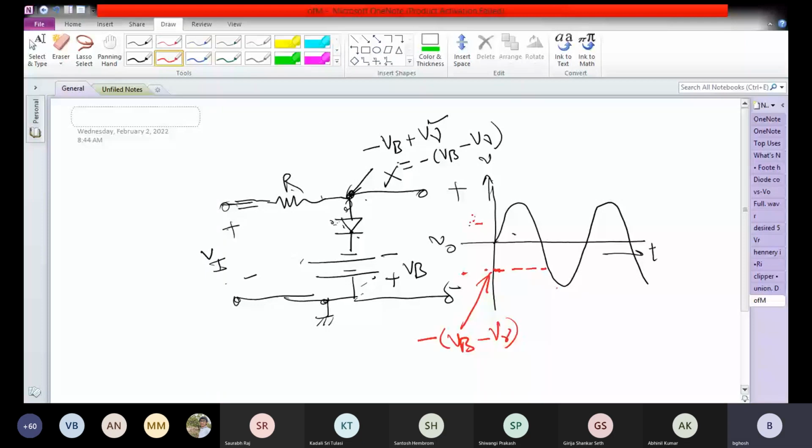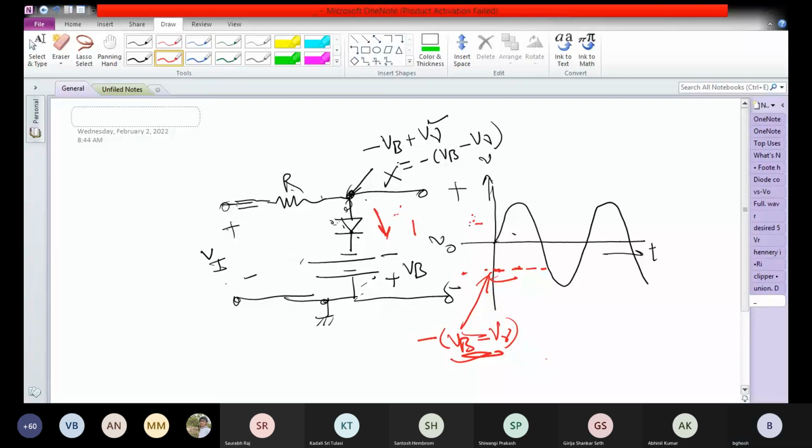And what is going to happen? If the diode is on, the voltage at point X cannot rise above minus VB minus V gamma, because the diode is going to hold that voltage constant. So when the diode is on, the voltage does not rise above that value.